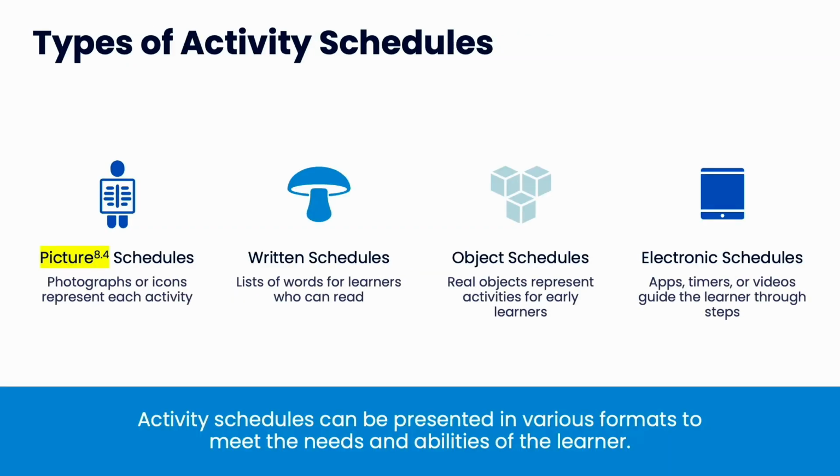So there's a couple different ways to do activity schedules. The first and the easiest is probably picture schedules. We use pictures, photography, or icons representing each activity. We can do a written schedule for learners that can read. You can just write it down. Object schedule: real objects represent activities for learners, so they're just objects.